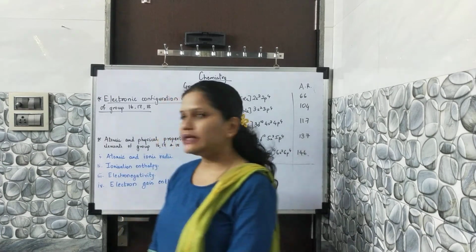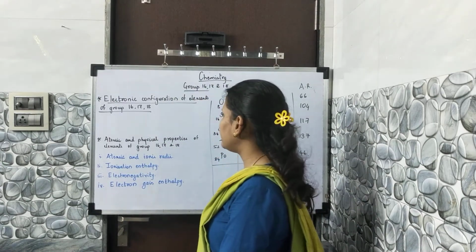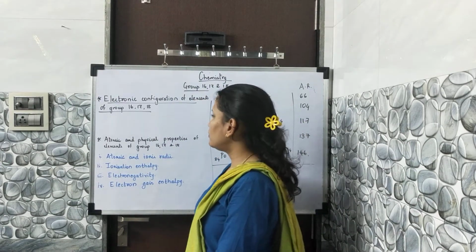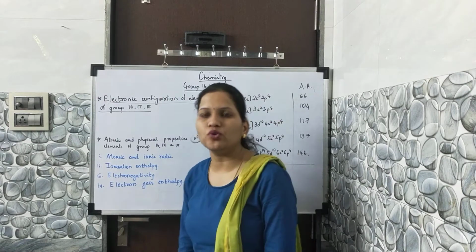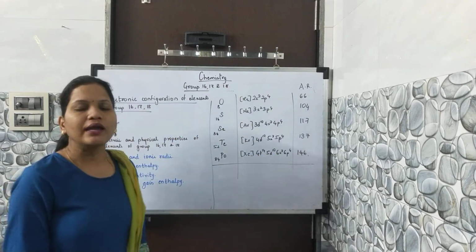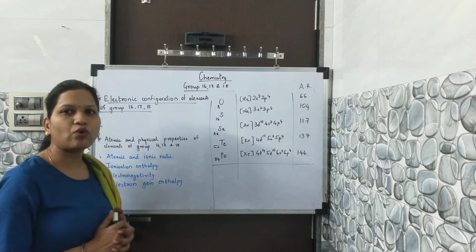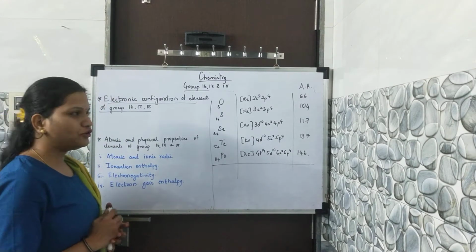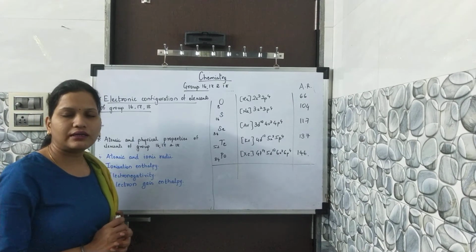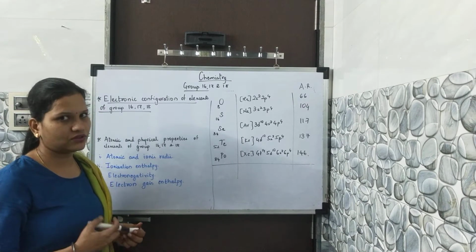We are moving towards the next topic of the chapter of group 16, 17, 18, and that is the electronic configuration of elements of group 16, 17, 18. Here we have already discussed the electronic configuration of groups 13, 14, 15. So we are just going to discuss the general electronic configuration of all the three groups.